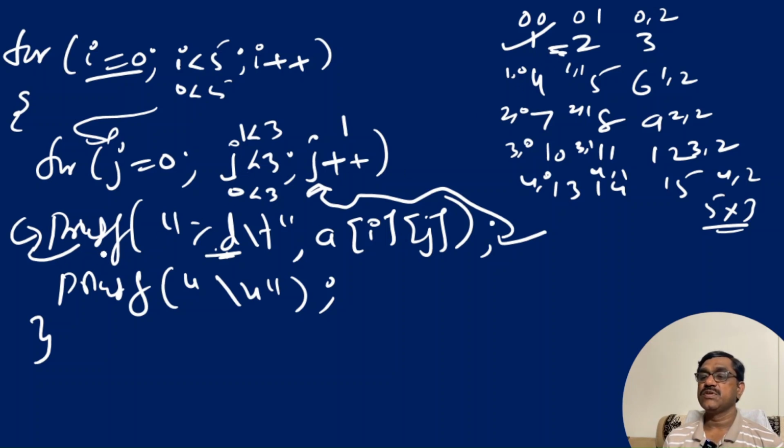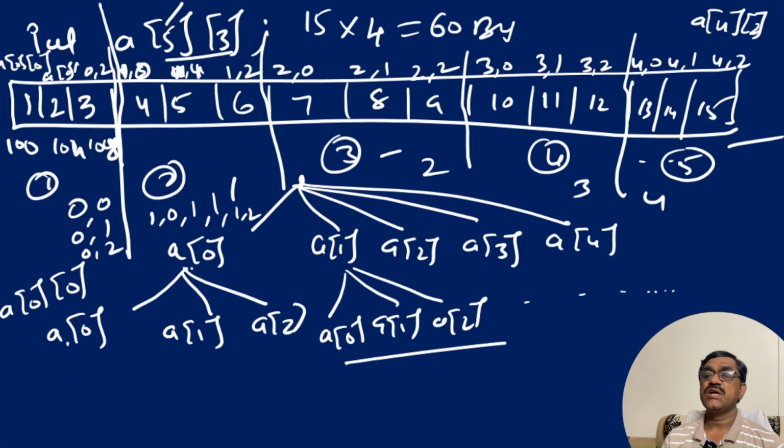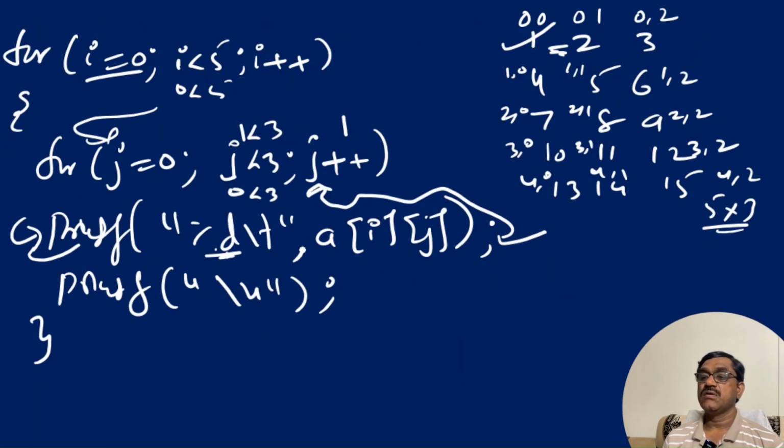Now the second time, j value becomes 1, and 1 is less than 3. Yes, we are executing printf. Percentage d is the value of i, which is 0 only, and j is 1. A of 0 1. How much is a of 0 1? 2 is printed here. After printing 2, we are getting space, that is backslash t. Now semicolon, again we go for j incremented by 1, and j becomes 2.